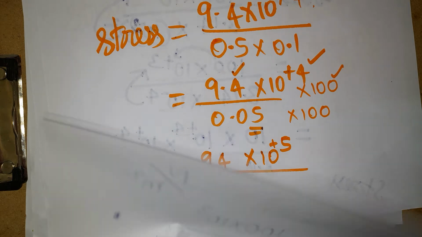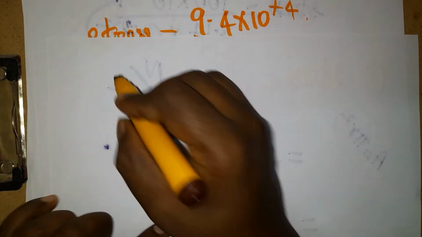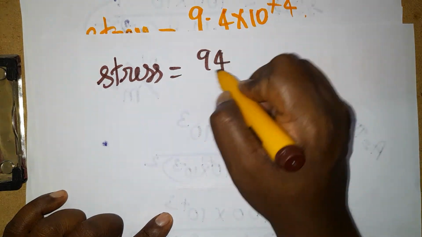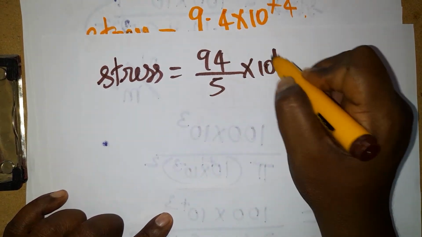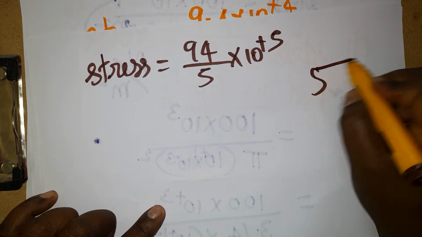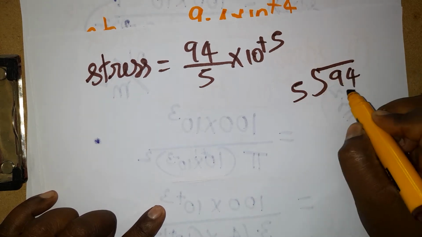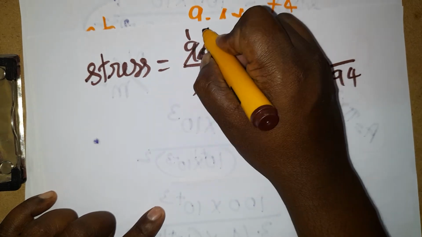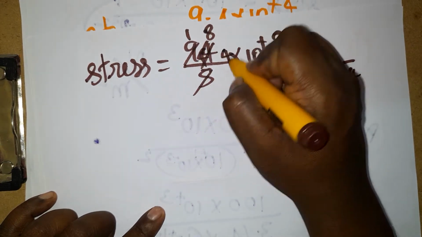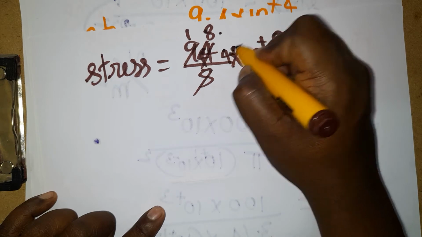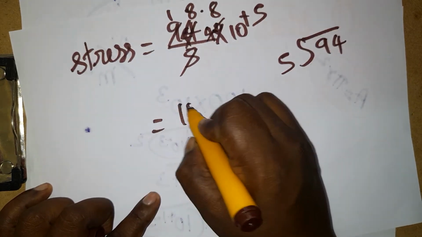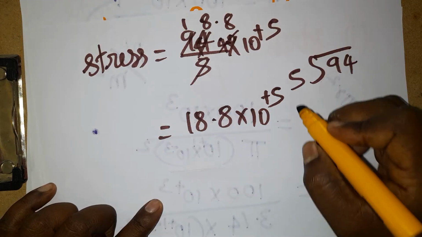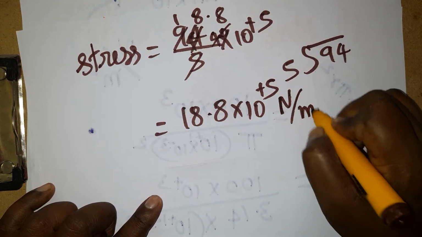Now 94 by 5, what can we get? That's going to be the stress. 94 by 5 into 10^5, simple calculation. 5 goes 1 time, 4 remains, 8 we get, again 0.4 remains, again 8, so 18.8 × 10^5. Stress, force per unit area, in Newton per meter square.